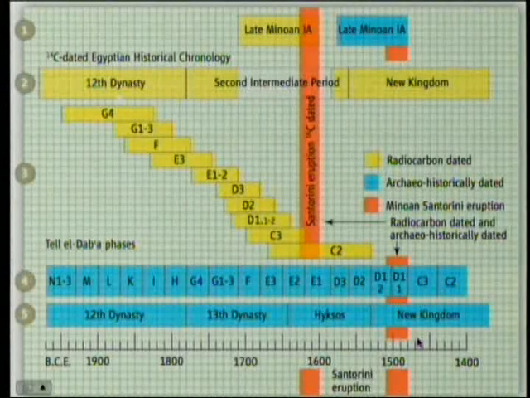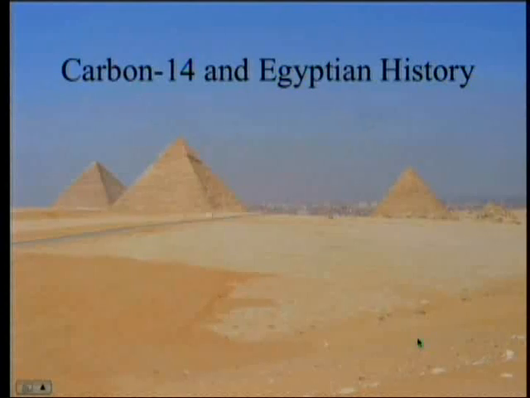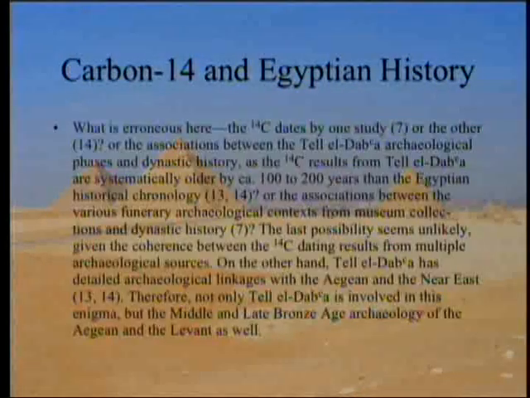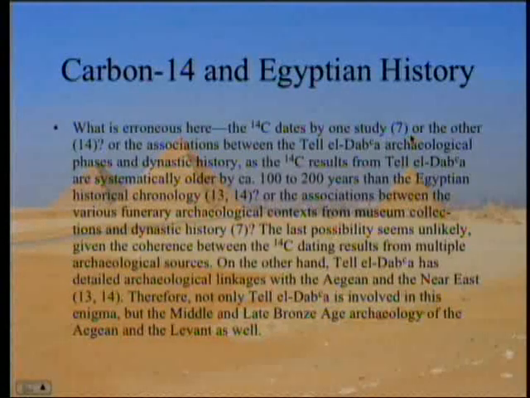Do we have an answer for that? Well, not according to either of these people. What is erroneous here? The carbon-14 dates by one study or the other? Or the associations between the Tell El Daba archaeological phases and dynastic history? Maybe they've got the wrong levels associated with the 13th dynasty and the Hyksos and so forth. As the carbon-14 results from Tell El Daba are systematically older by about 100 to 200 years than the Egyptian historical chronology. So all of that carefully constructed Bronk Ramsey stuff disagrees with the carbon-14 dates at Tell El Daba. Now who's right?